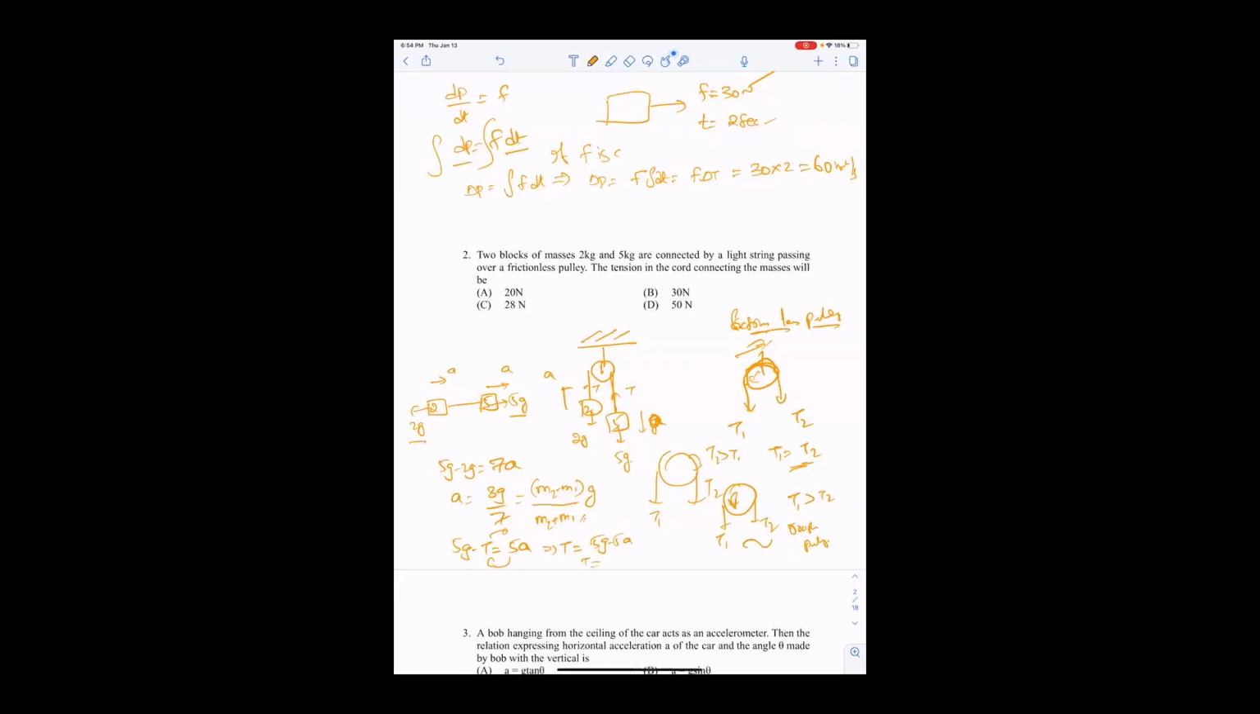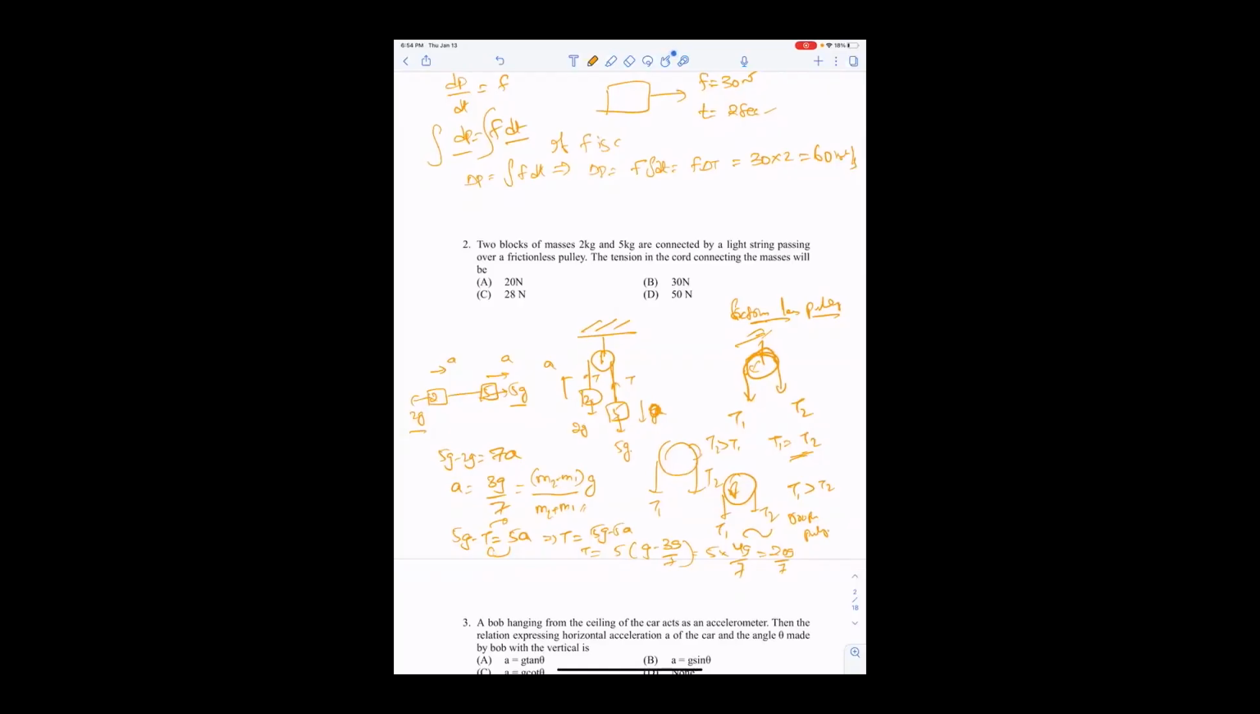So T is equal to 5 into (g minus 3g by 7). So it is 5 into 4g by 7, which is 20g by 7. Is it right? 5 plus 2, 7. Yeah. So what is the answer we are getting? Tension in the cord connecting the masses is 20g by 7.